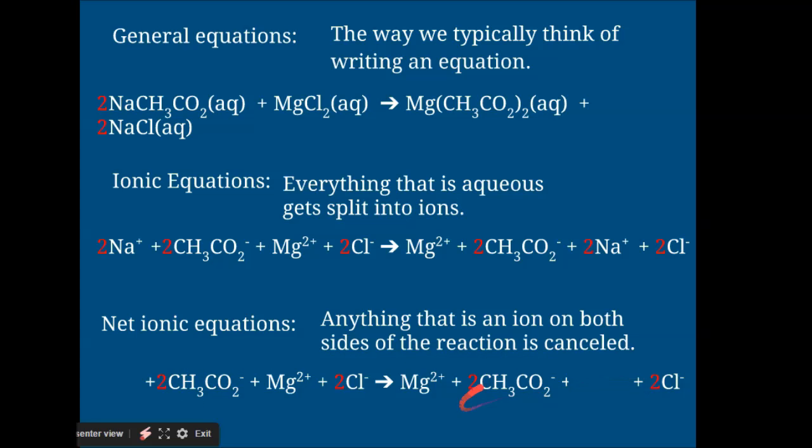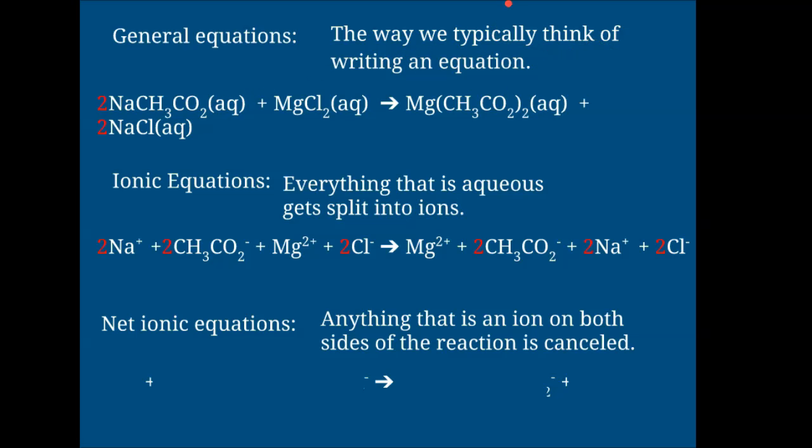Acetate is an ion on both sides, so that could get canceled away. Magnesium is an ion on both sides, so that could get canceled away. And then chloride on both sides, that would get canceled away. And so this is a no reaction. If you pour these two things together, you get nothing new. You just get a mixture, and so no chemical reaction occurs.